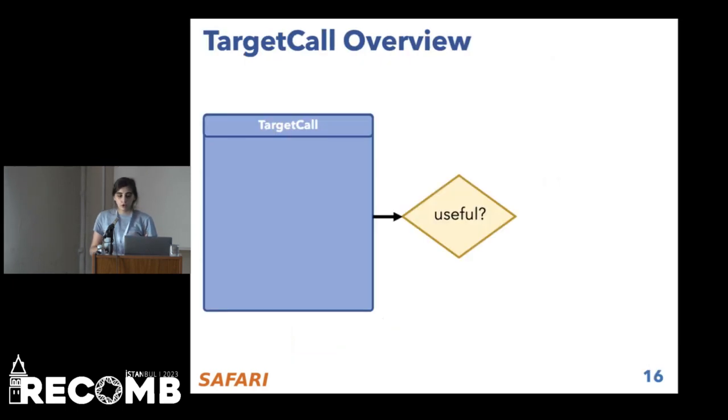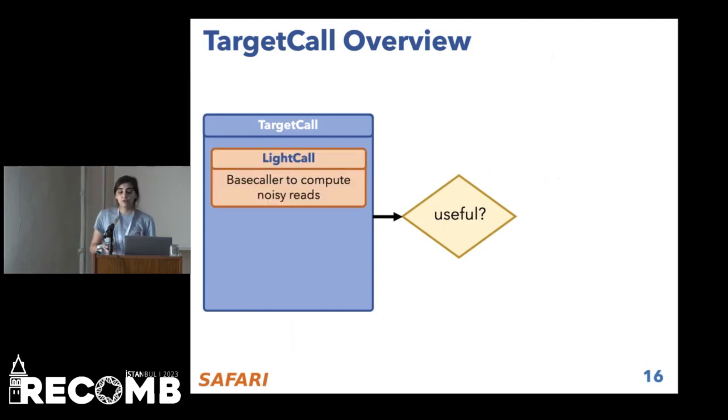So the high-level goal of TargetCall is to determine if the read is going to be useful for you after basecalling. And it does so in two steps. First, it uses LightCall, a noisy basecaller, and it performs noisy basecalling on the raw electrical signals, the entire signal coming from the nanopore sequencer.